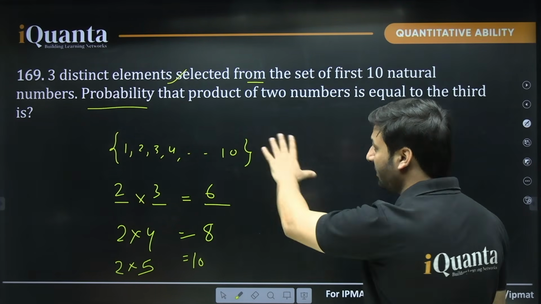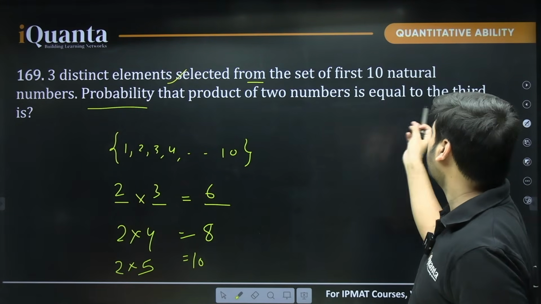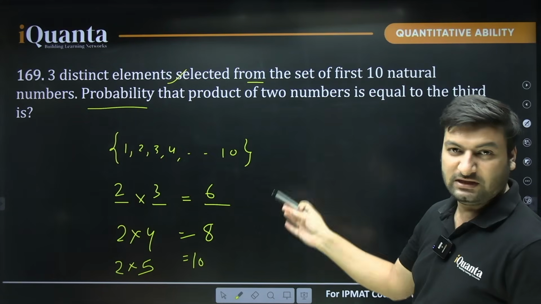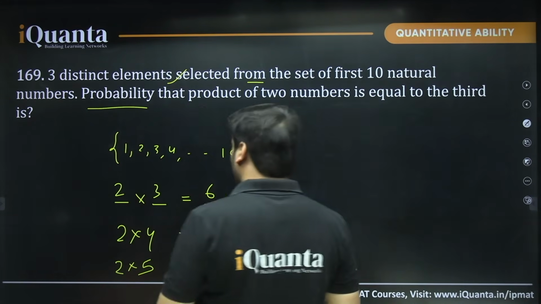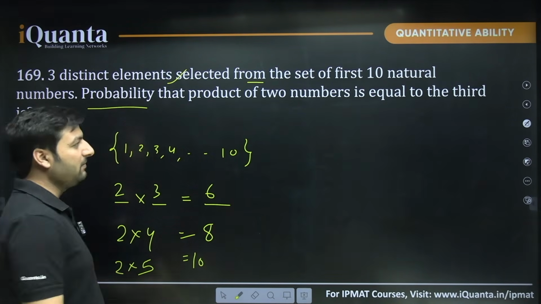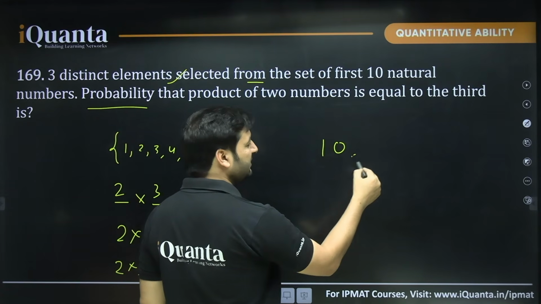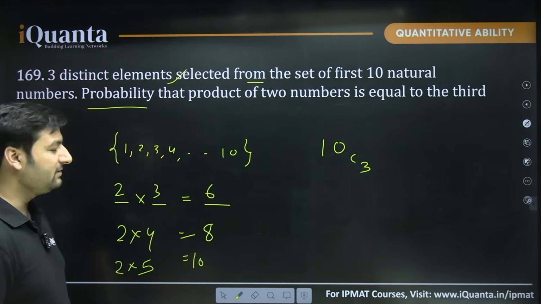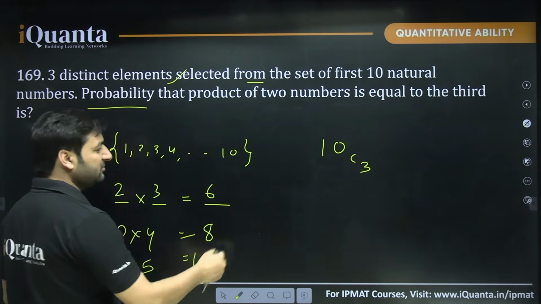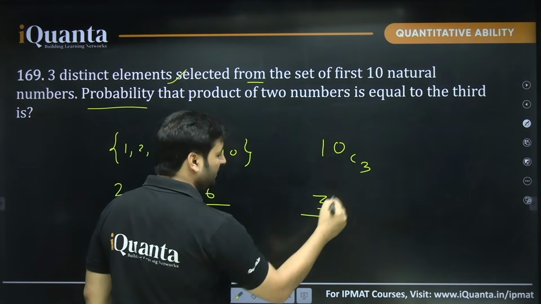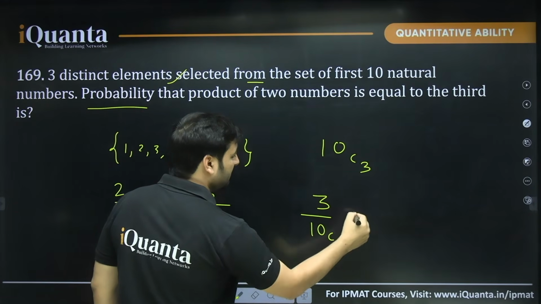Now we have to find out the probability that the product of 2 numbers is equal to the third. Only these pairs are satisfying. Now you had to select 3 distinct elements, okay? We have total 10 elements. When out of total 10 elements you have to select 3, that means it is 10C3, isn't it? And what are your favorable cases? Just 3 out of these. So probability will be 3 out of total cases, that is 3 upon 10C3.